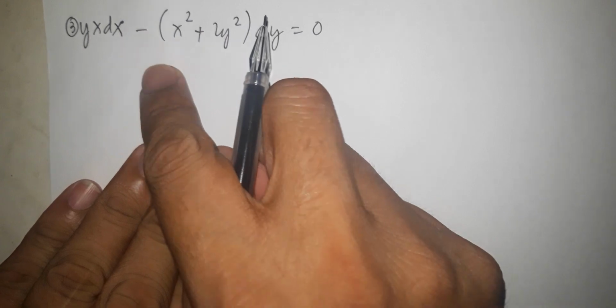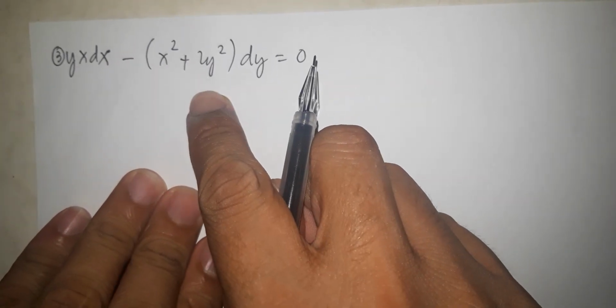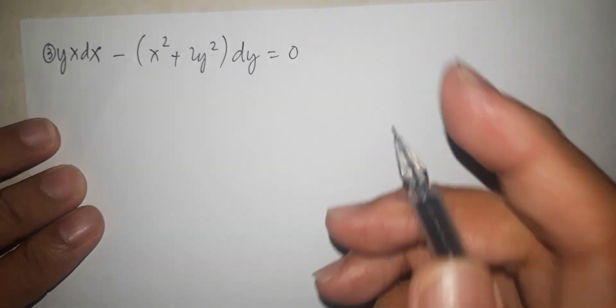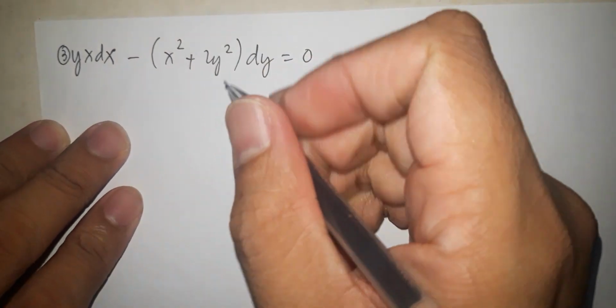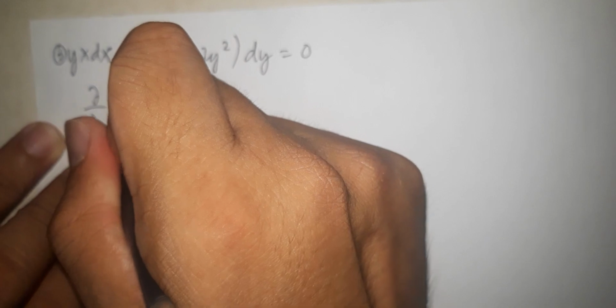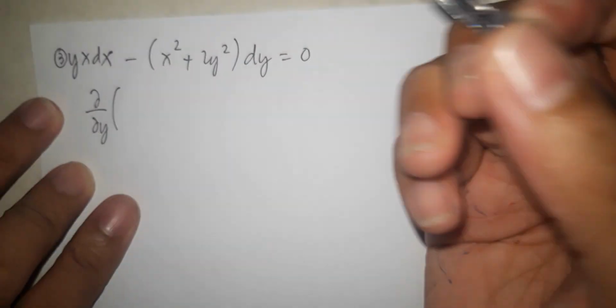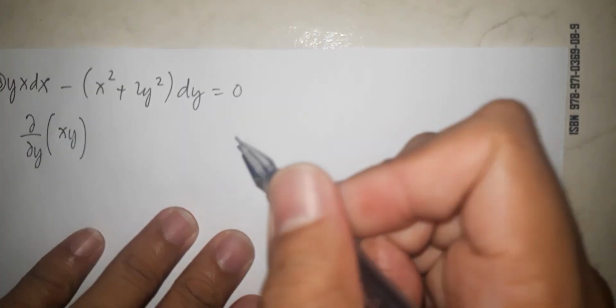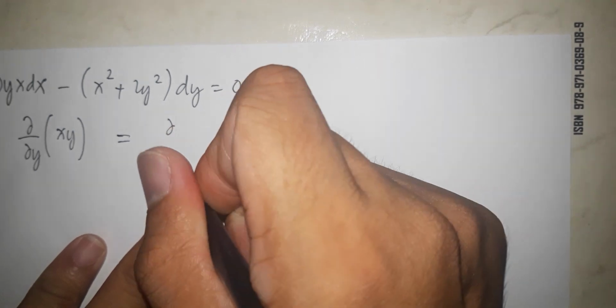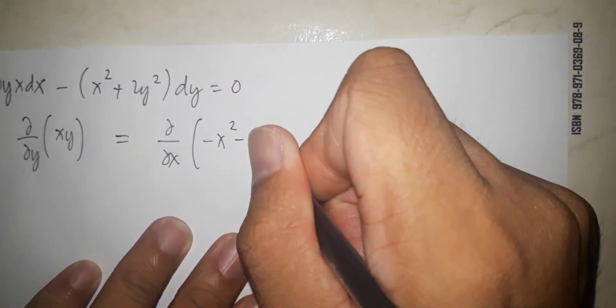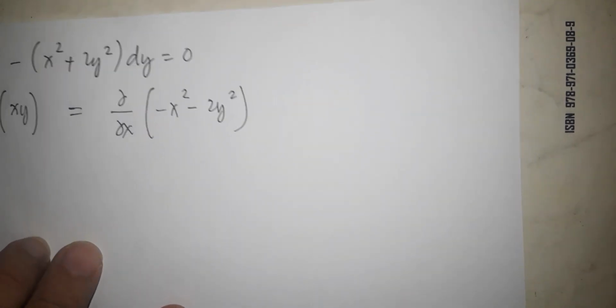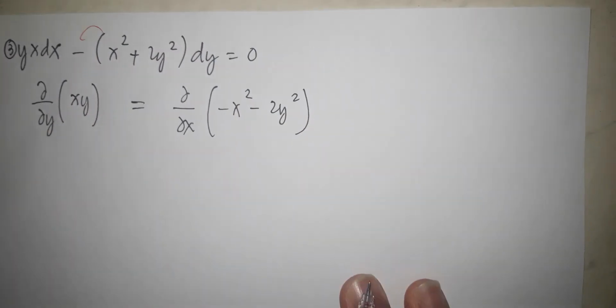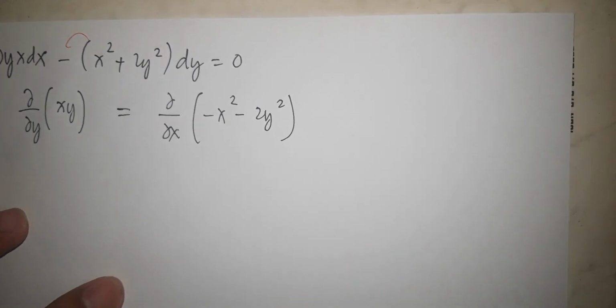Let's have our last example. So what if I have here yx dx minus (x squared plus 2y squared) dy is equal to 0. So again, check natin ang exactness. Partial derivative with respect to y of xy. Then, partial derivative with respect to x of negative x squared minus 2y squared. So remember, pag dinistribute natin ganon, hindi siya pwede. So obviously, hindi siya exact.